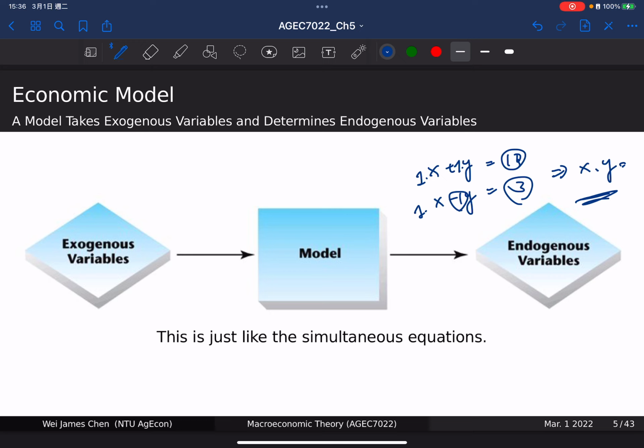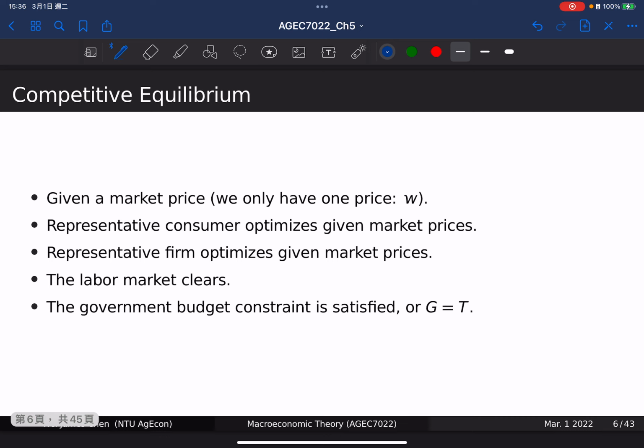So in our model, what is exogenous? Tax is exogenous. The dividend, pi, is exogenous. And the wage rate is endogenous. Something like that. We will see exactly what is exogenous and what is endogenous.